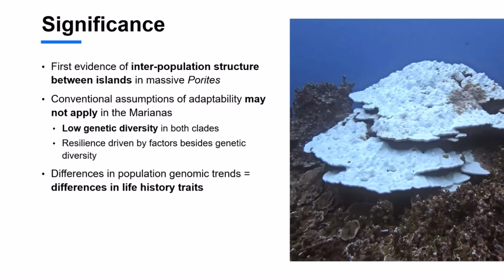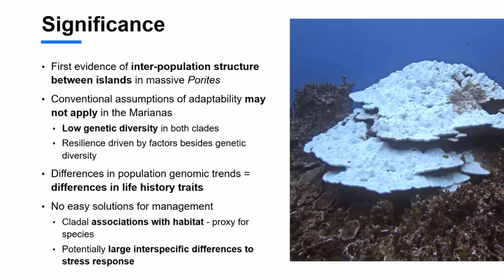Additionally, the differences in these population genomic trends imply pretty major differences in life history traits between these two animals. Unfortunately, my results don't really give any easy solutions for management. There are some cladal associations with habitat, which might be used as a proxy for species in, for example, restoration strategies or in potential management strategies. But these potentially large intraspecific differences in stress response may occur into the future as a result of these differences in population genetic trends by clade.